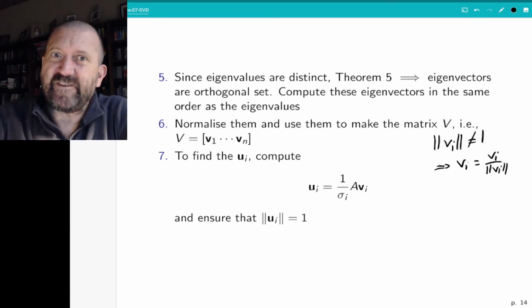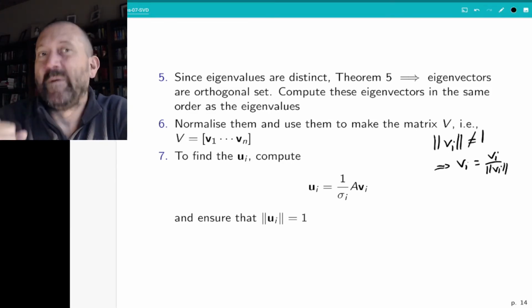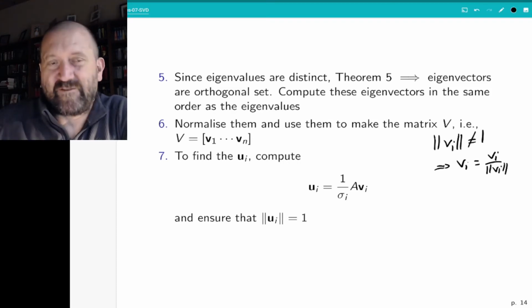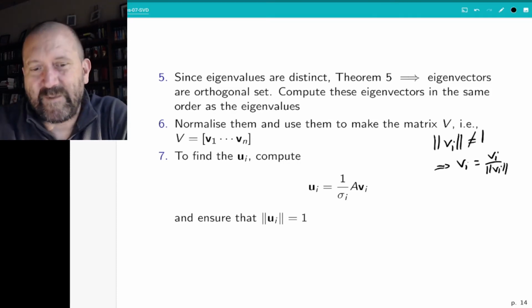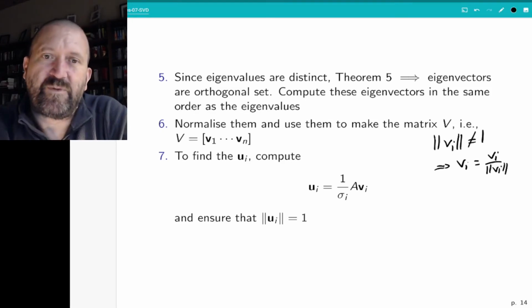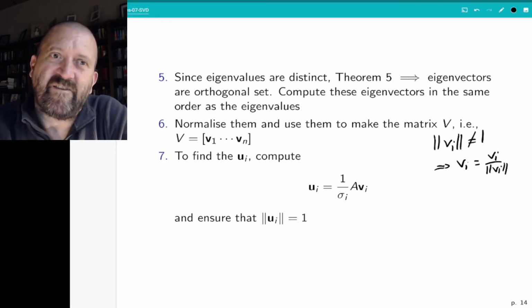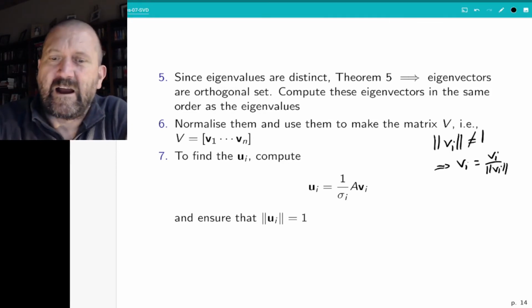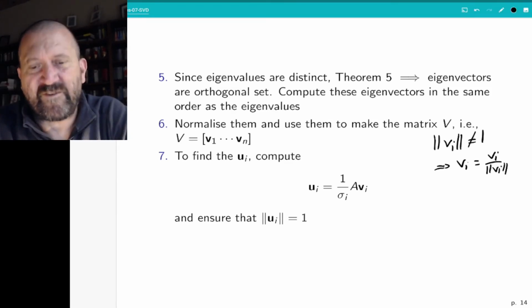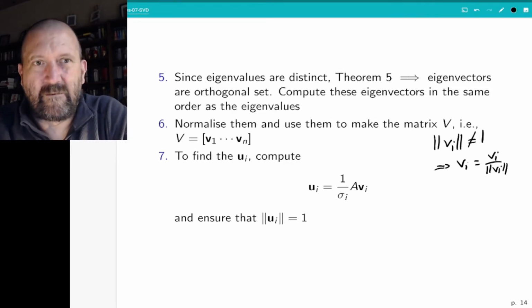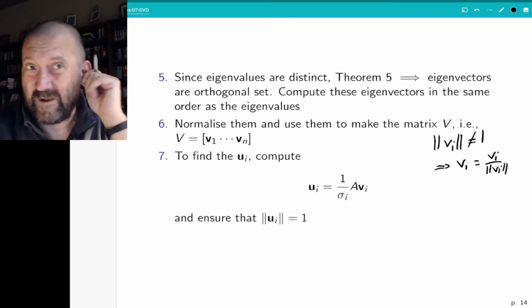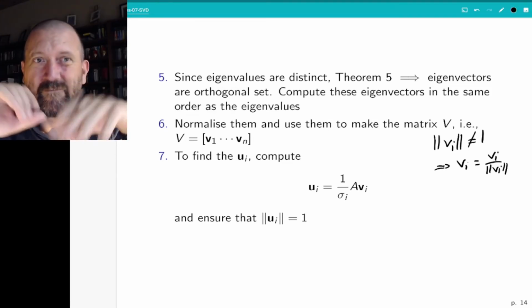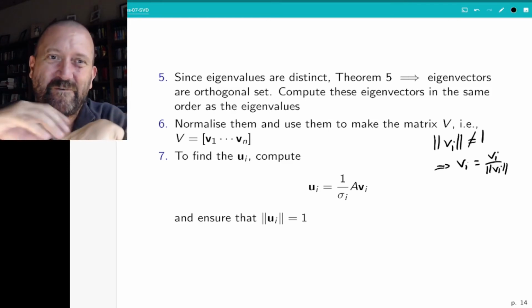Once I have this, I have my matrix V. Remember that what comes up in the decomposition is V transpose, but here I'm making the matrix V. Then to compute the ui's, for each i I compute ui as 1 over sigma i times A vi. Of course this is not going to work if the sigma i's are equal to 0, so we'll do something a little different. Perhaps I'll show you in an example.